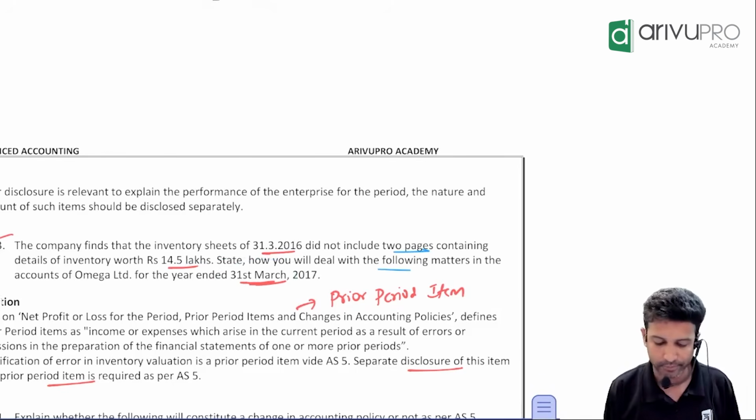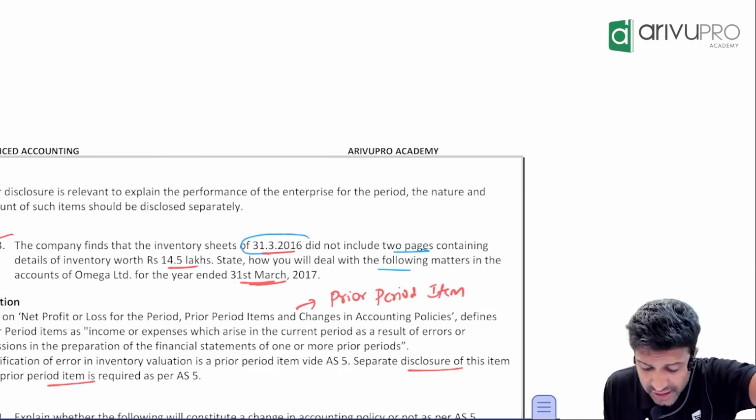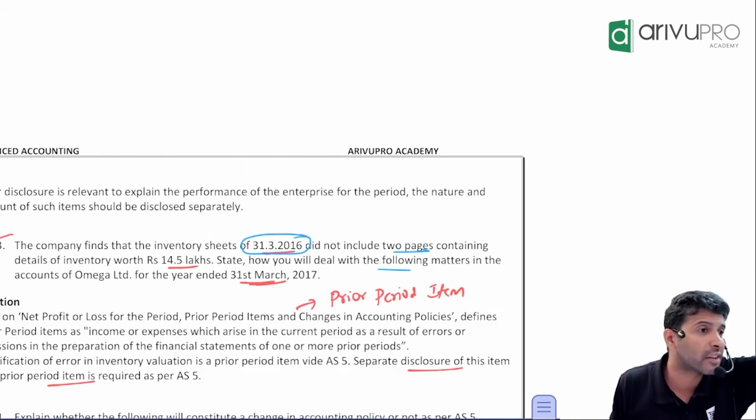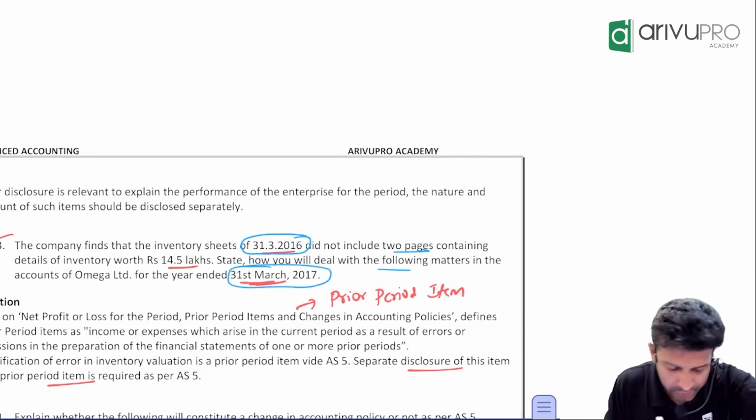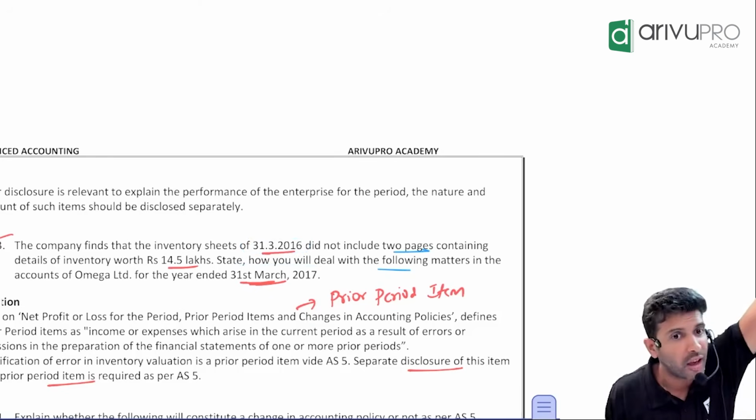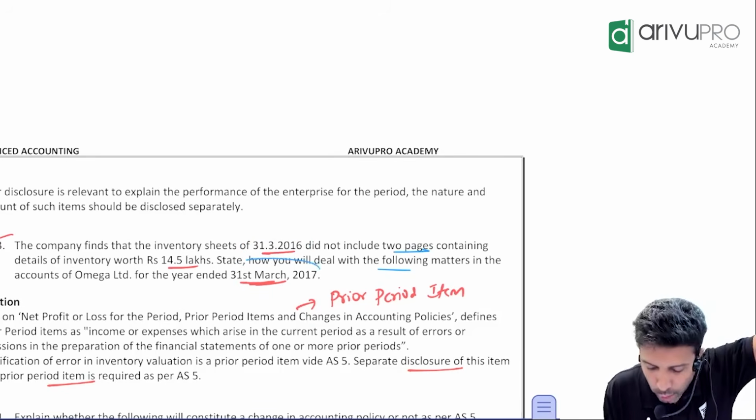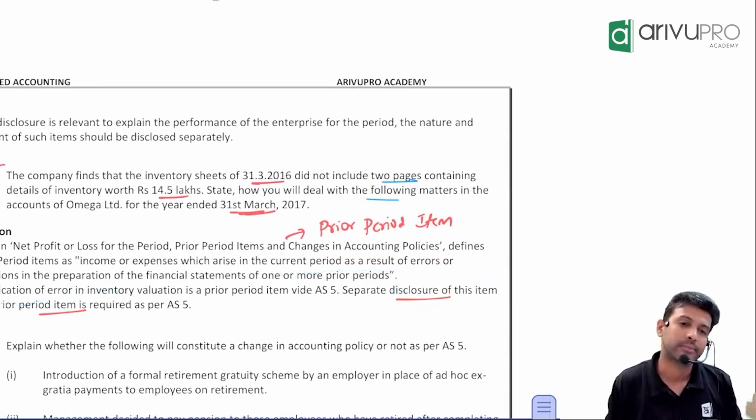They are saying, okay, what is this? First of all, check the inventory sheets of which year? For the year ending 31st March 2016. Now they are saying, how will you give its effect in 31st March 2017? So what is the question trying to say? Sir, the error happened in the last year, but you came to know about it only in the current year. So what is this? And you know what to do for a prior period item. What is it? Give a disclosure separately. That's all.